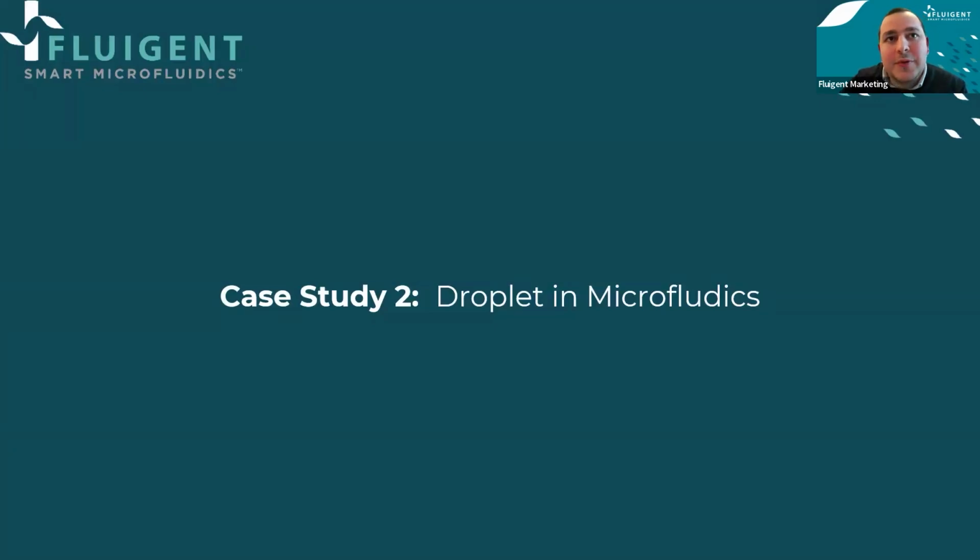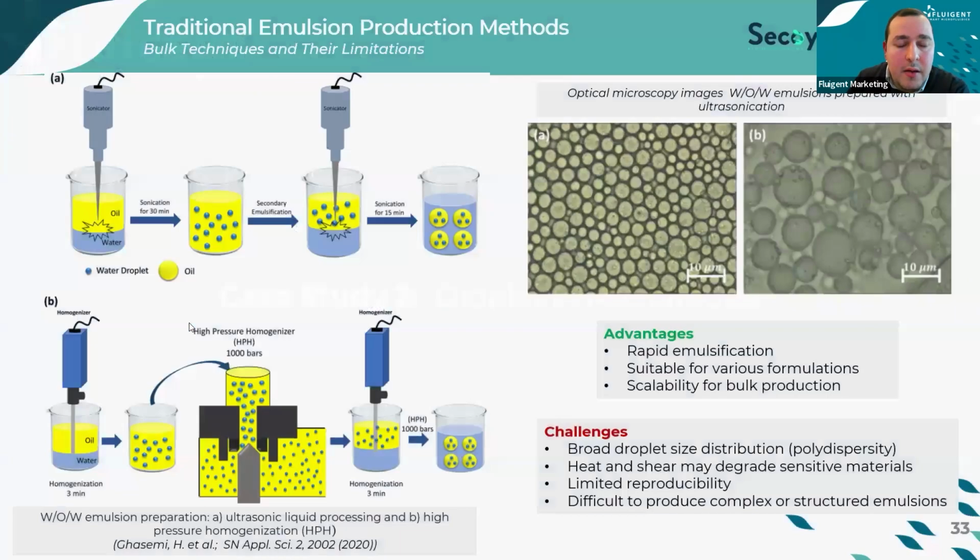So now we will move to case study 2, and that's one of the advantages of microfluidics: you can work across several fields while talking about the same precision and advantages of microfluidics. For case study 2, we'll focus on droplets in microfluidics, and particularly how to produce them compared to the classical methods that we use.